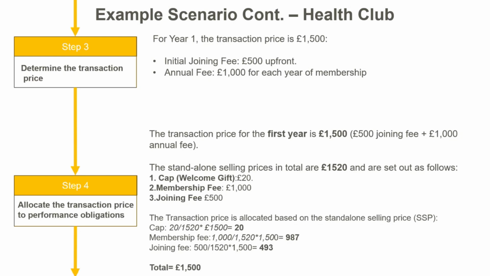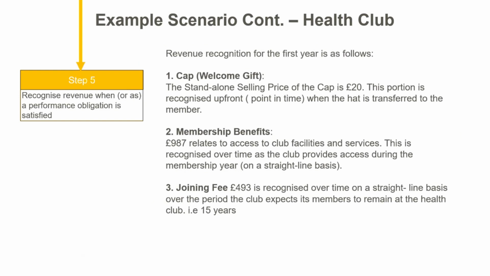So clearly there is an element of discount included there, and effectively the discount then gets allocated to each of the different performance obligations, and that is based on the standalone selling prices. So the final step, step 5, is to recognise the revenue.